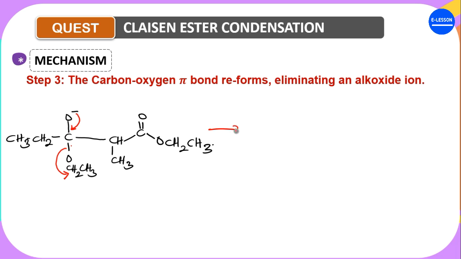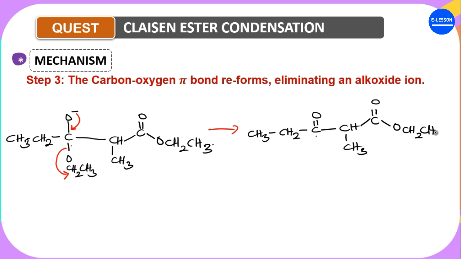And then the product of this reaction will be equal to CH3, CH2, and then C, double bond O, and then nothing will be here again. There you have CH, and here will be CH3, and then here will be C, double bond O, and then O, CH2, CH3. And this is the final product.